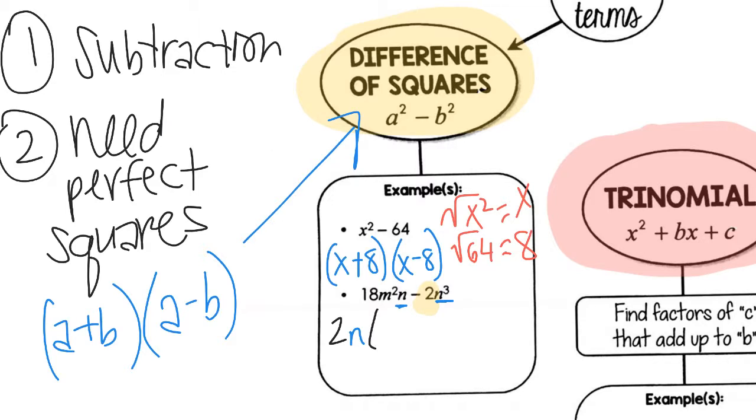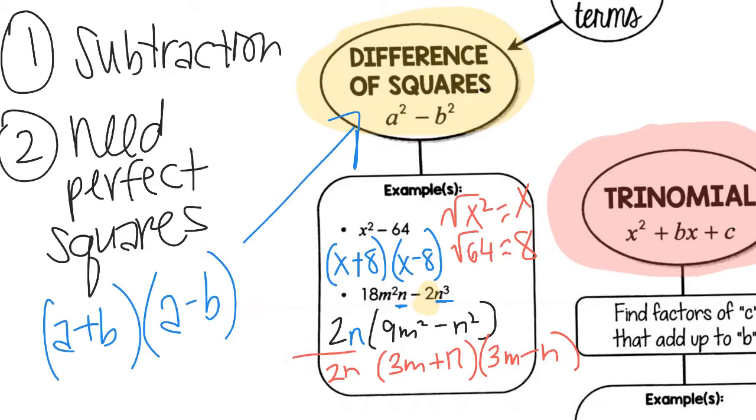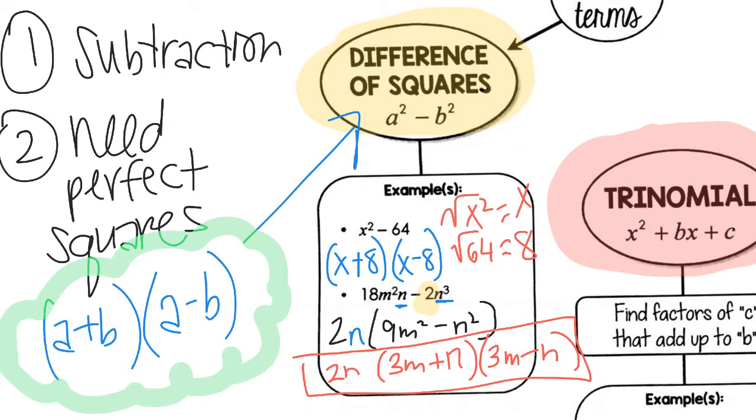Once I factor that out, now I'm dividing my original term by my greatest common factor. So I end up with 9m squared minus n squared. And now what's left on the inside is a difference of squares. So I have 3m plus n times 3m minus n. The last thing I have to do is bring down that 2n, and this is my final answer. So again, difference of squares have 2 terms, and they factor in this form here, where it's a plus b times a minus b.